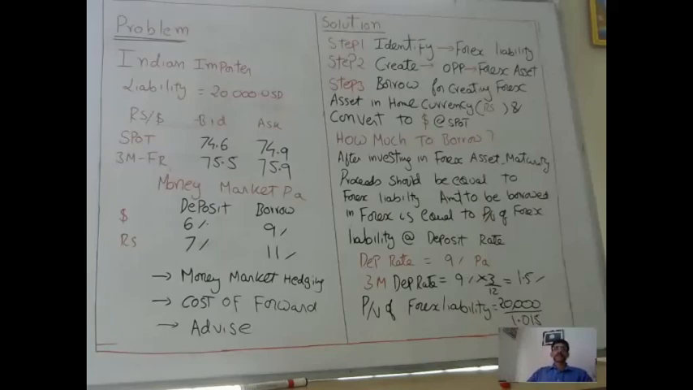As I need to pay 20,000, I should always have what? I should always have 20,000 rupees in hand. So if I borrow X money, invest in US, ultimately after 3 months, that money should grow to what? That money should grow to 20,000. So ultimately, I have to borrow such money which is equal to the present value of the Forex liability.